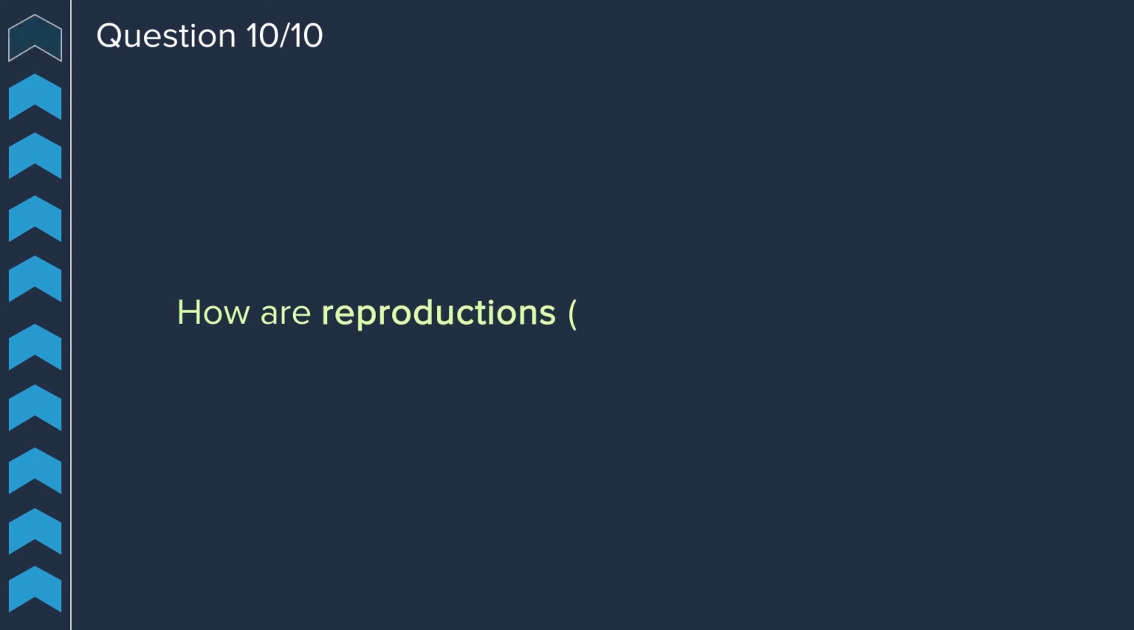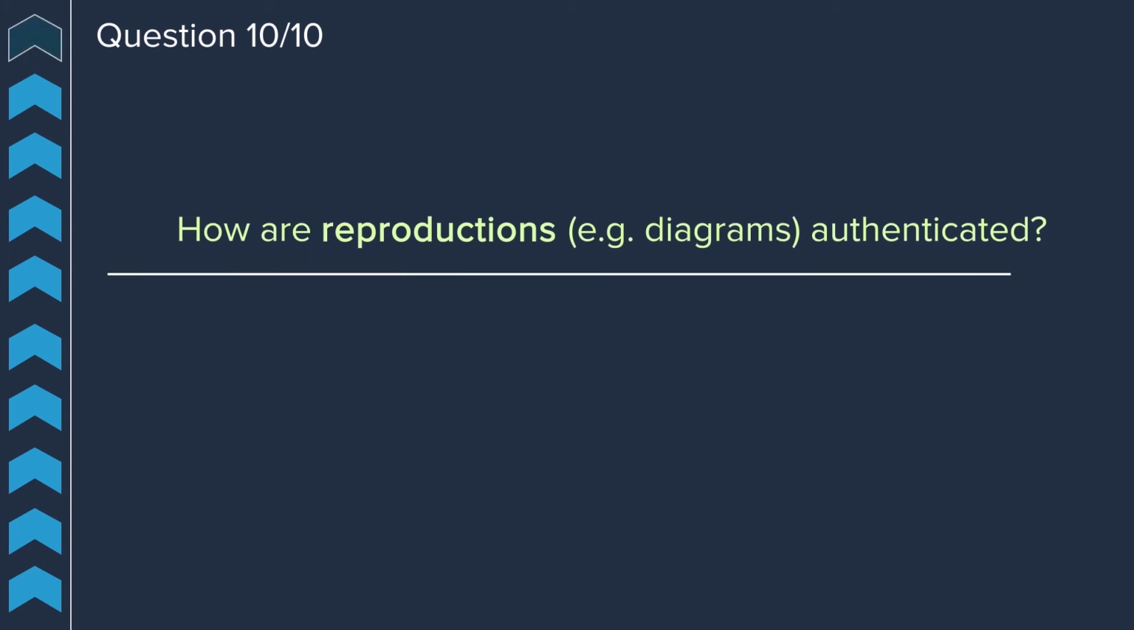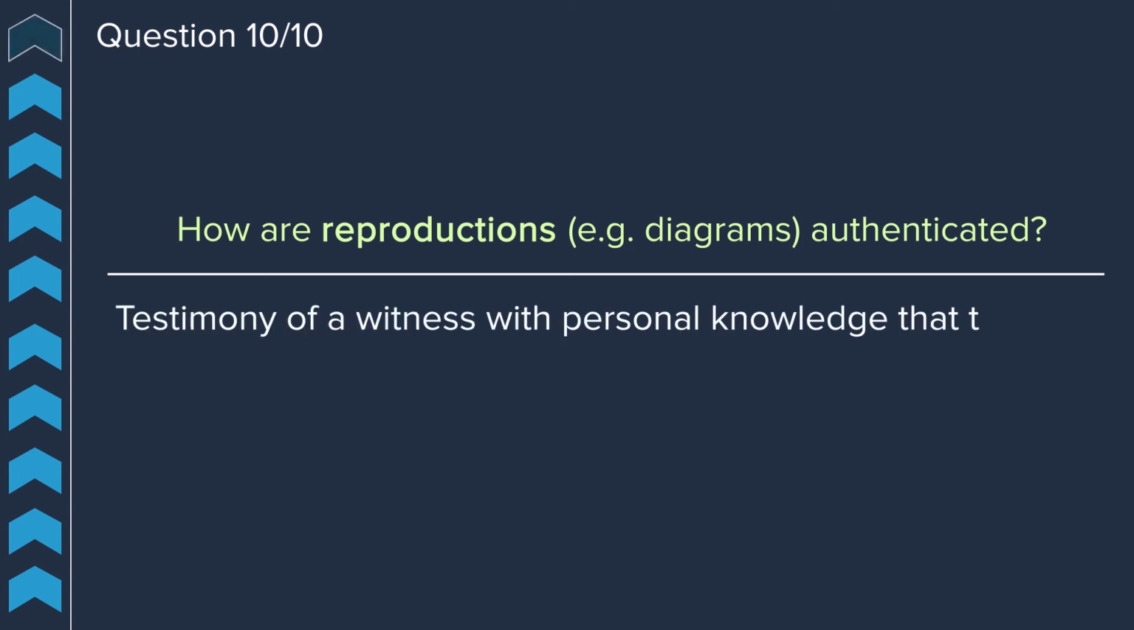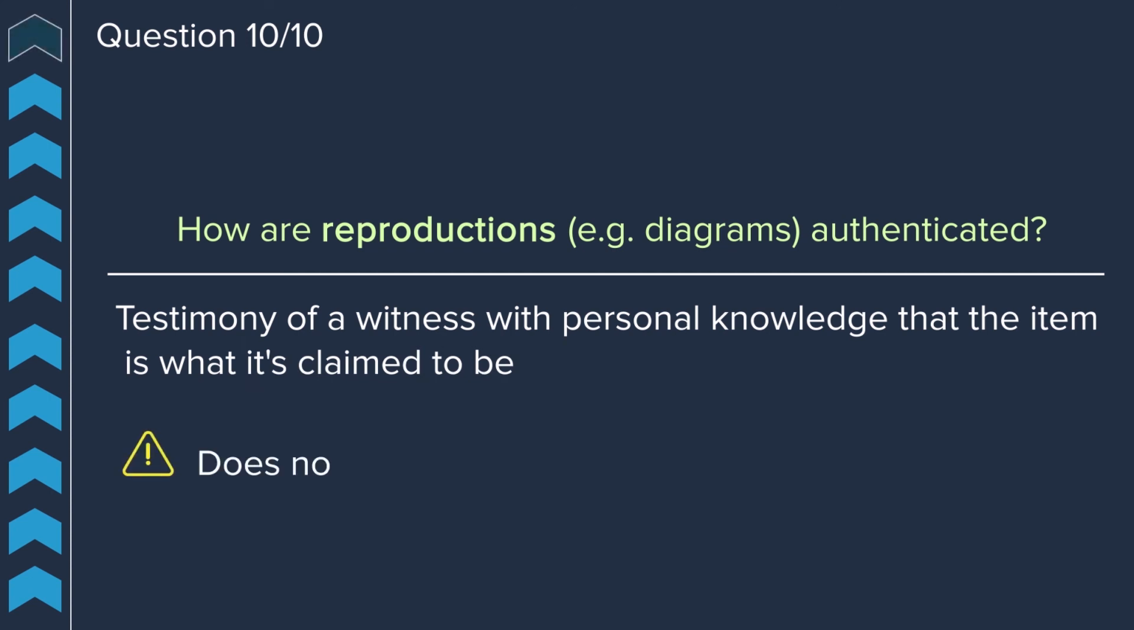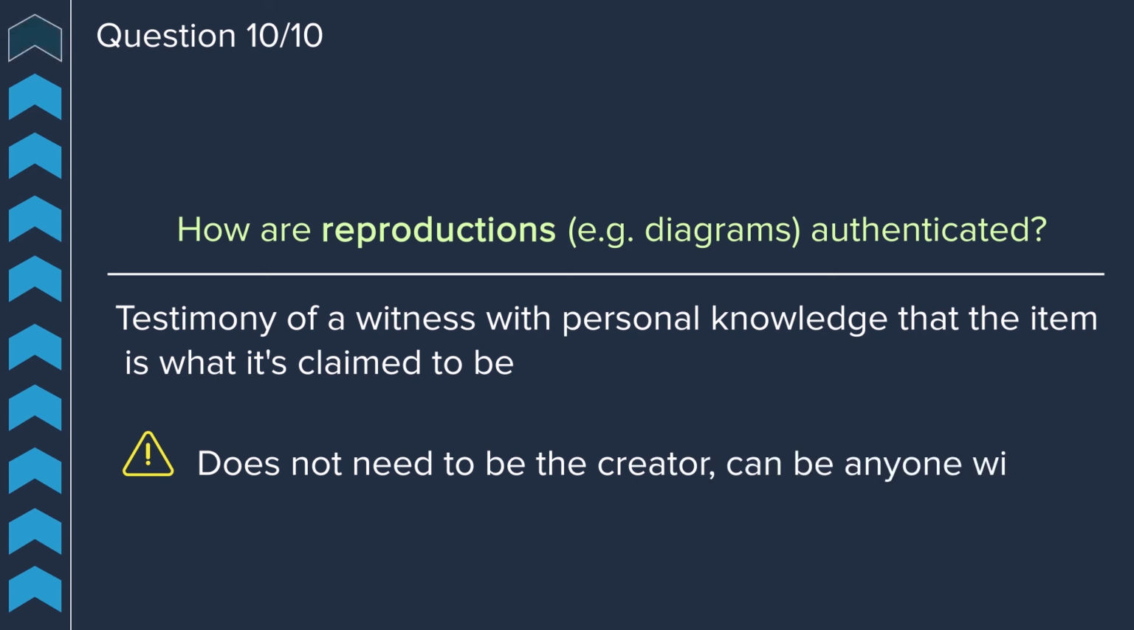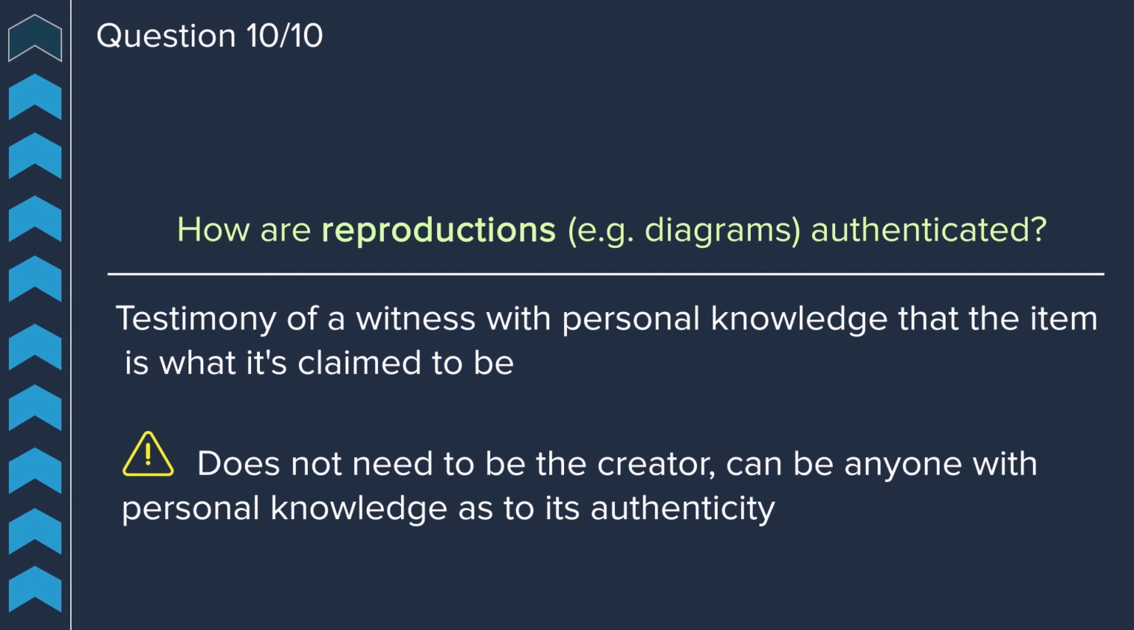Question 10. How are reproductions, for example, diagrams, authenticated? Reproductions can be authenticated by the testimony of a witness with personal knowledge that the item is what it's claimed to be. Now note, it does not need to be testimony from the creator. It can simply be anyone with personal knowledge as to the object's authenticity.